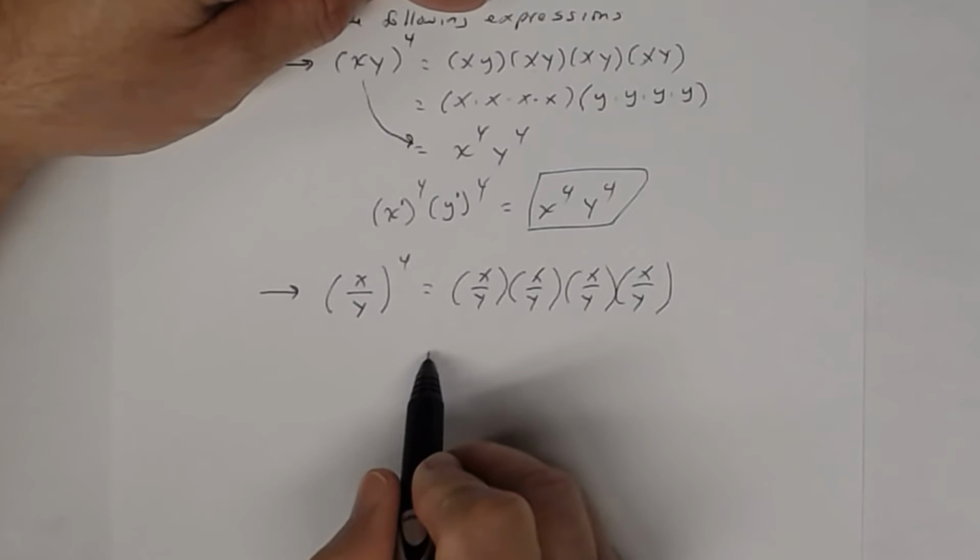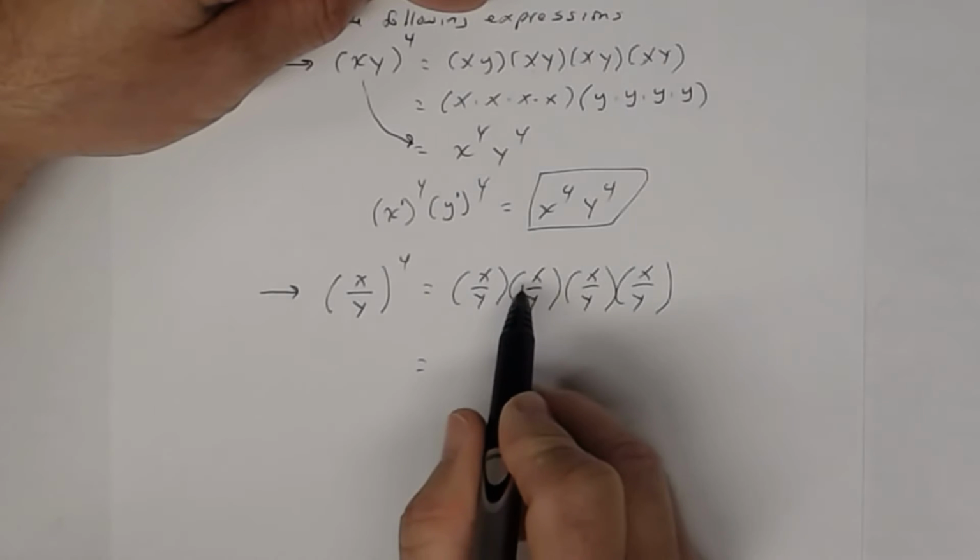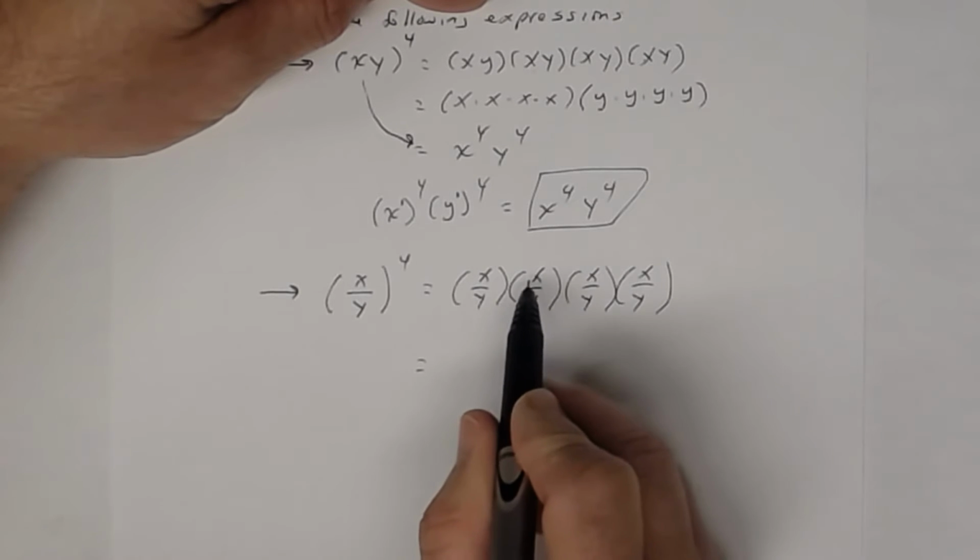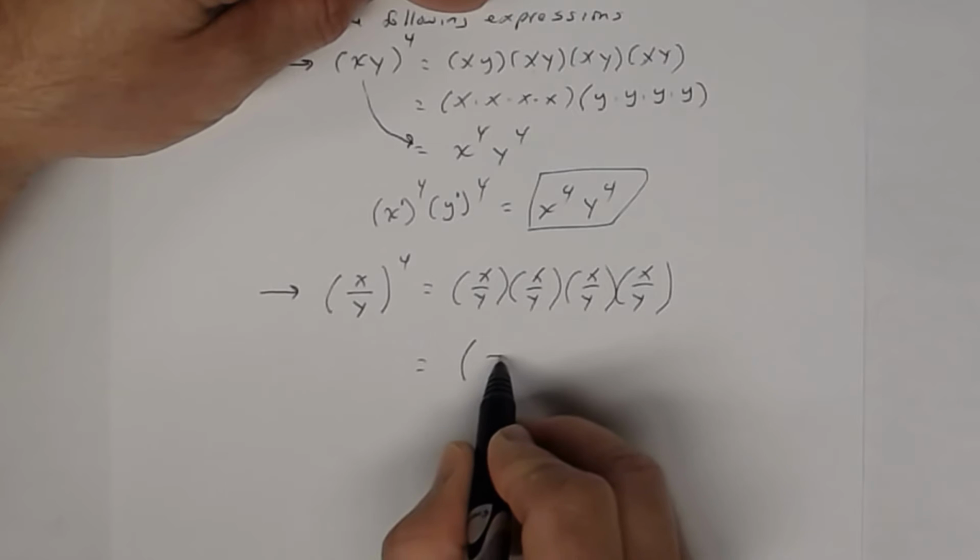And if I look at all of the numerators, they are factors of x. So I can write that as this.